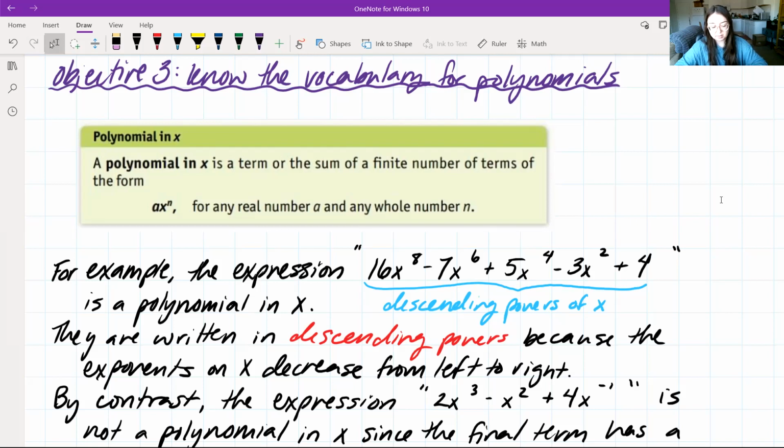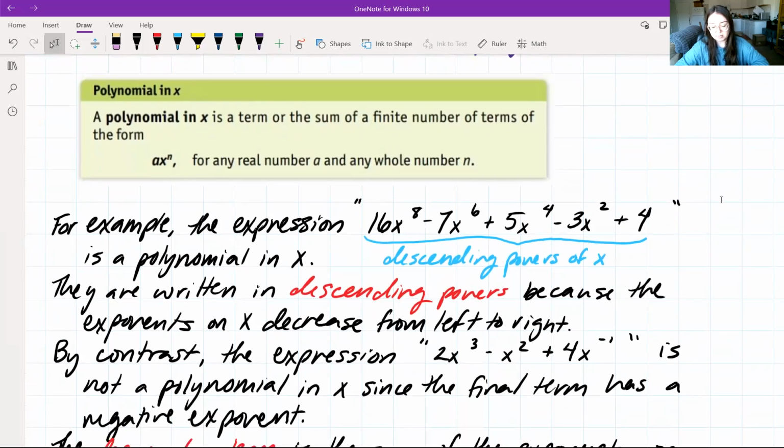So when we write them, they are going to be written in decreasing powers because the exponents on x decrease from left to right. So we always want to rearrange our polynomial if it is incorrect. We want to recognize that our polynomial needs to be written in decreasing order. So our variable with the highest exponent is going to be first, and then your exponents will then go decreasing in order from left to right.